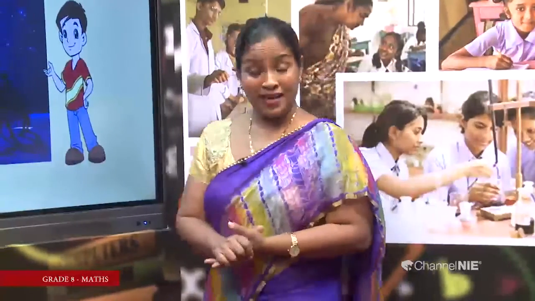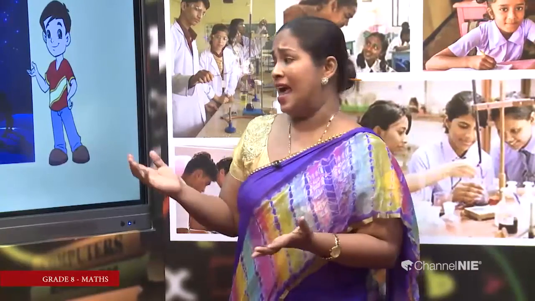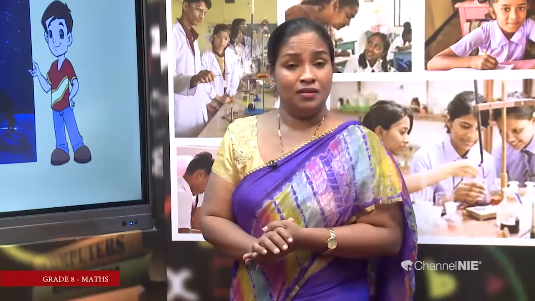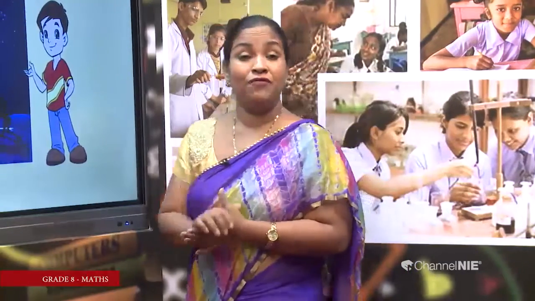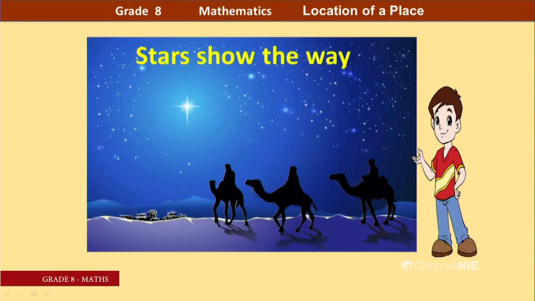How could they find their direction? Did they have any roads in those days? No. Did they have any landmarks? No. So, how could they find them? They could see the clear sky, they see the sparkling stars, they see the patterns there. So, according to the star patterns, they find their way. So, stars show the way. Okay, you have some idea about how the ancients found their way or their direction.